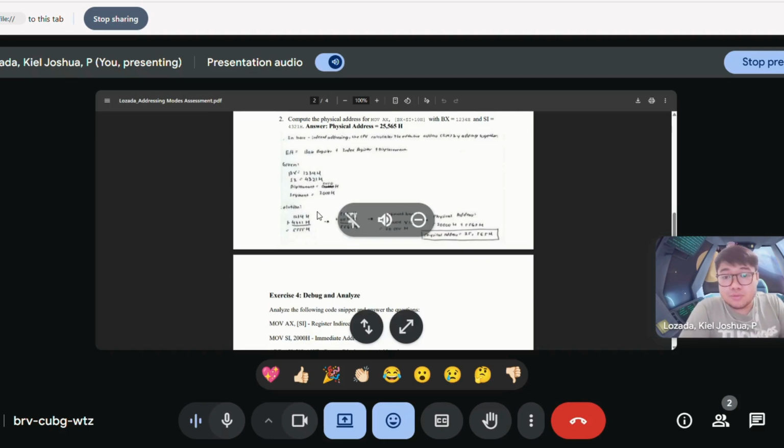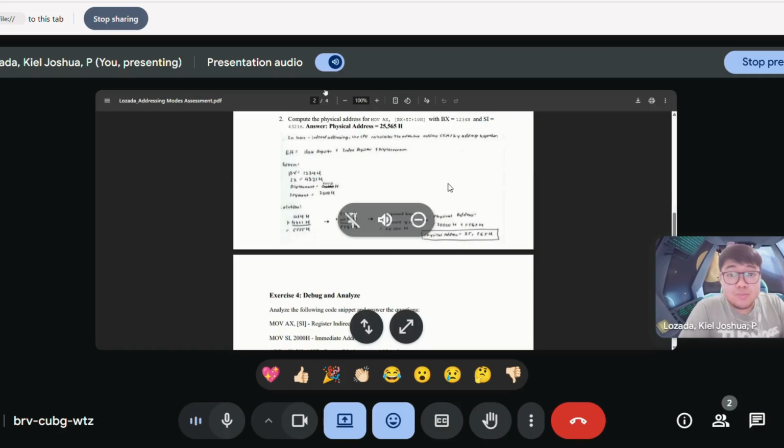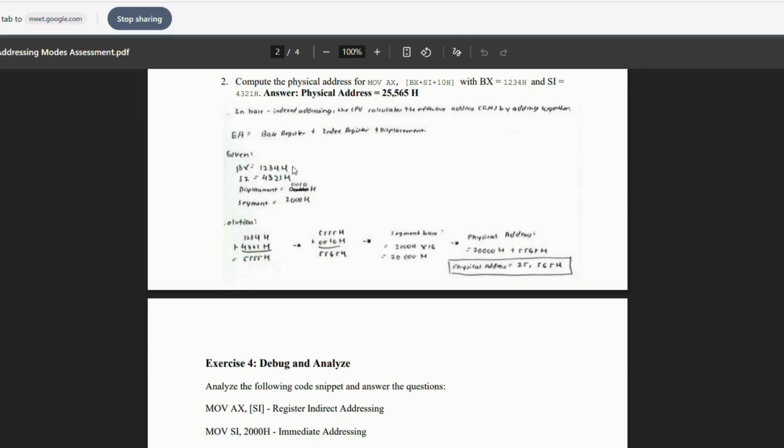So for number 2, compute the physical address for MOV AX, [BX + SI + 10H], with BX equal to 1234H and SI equal to 4321H. So my answer is 25,565H, which is the physical address.